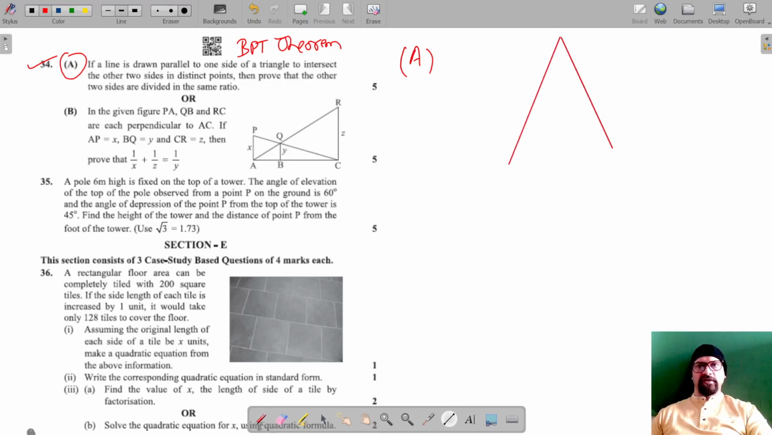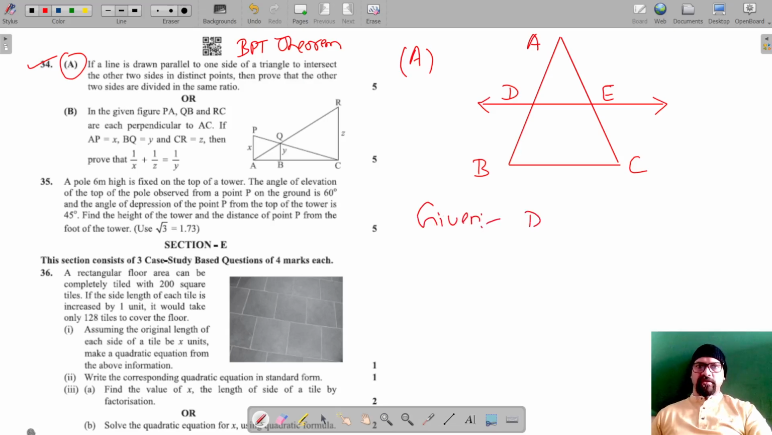Let's get our triangle first. So let's say this is triangle ABC, and it is given that a line is drawn parallel to one side of the triangle to intersect the other two sides in distinct points. Okay, let's label them. This is triangle ABC, and this is line DE. What is given to us is that DE is parallel to BC, and we have to prove that AD by DB is equal to AE by EC.